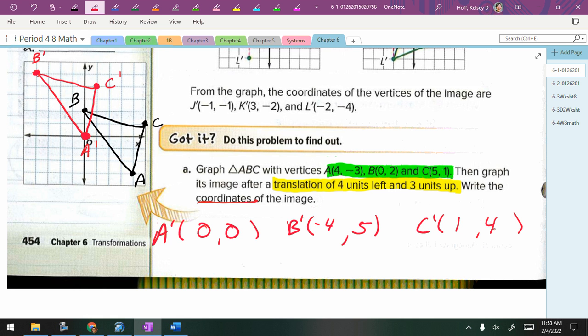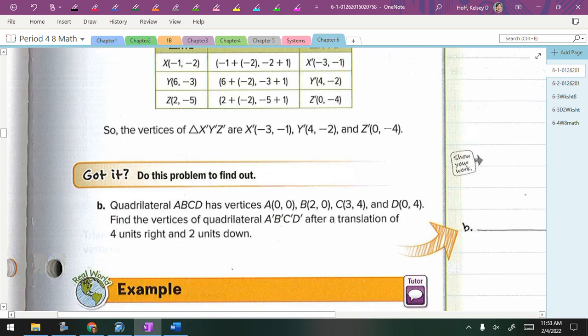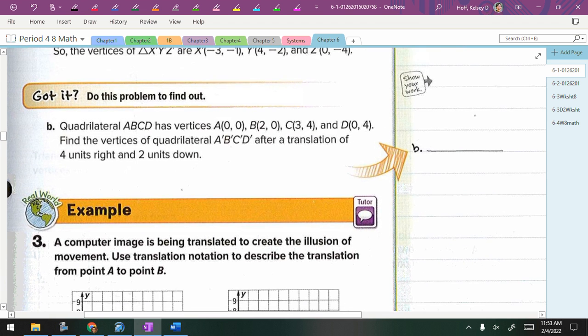Could we ever do this without a graph? Go to the right-hand side. Problem B. Quadrilateral ABCD has these vertices. That's where I started. I want to find the new vertices of A prime, B prime, C prime, D prime after a translation of 4 units right and 2 units down. Without a graph, how could I ever figure out what impact 4 units right and 2 units down has? Gatlin?